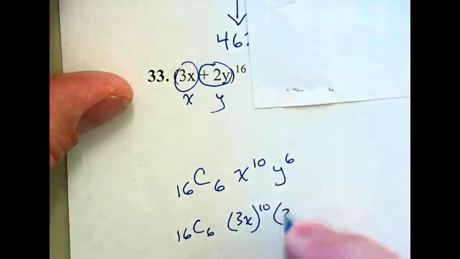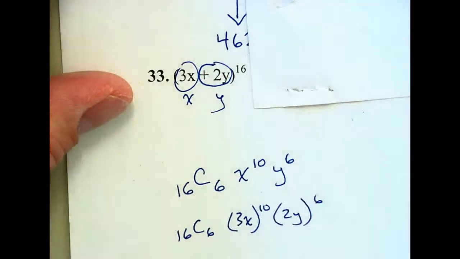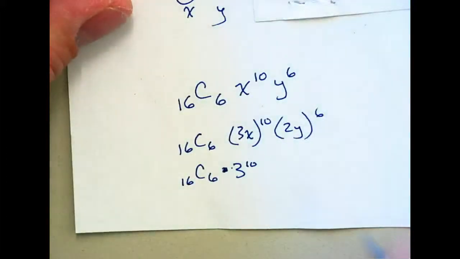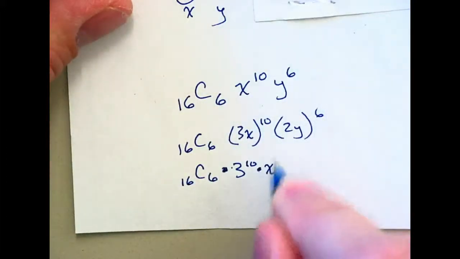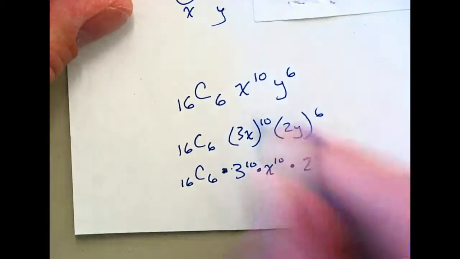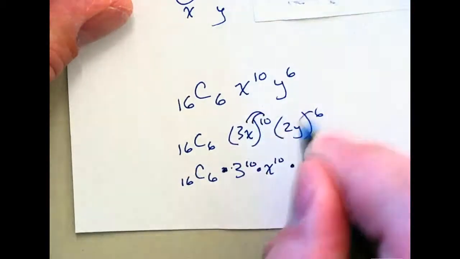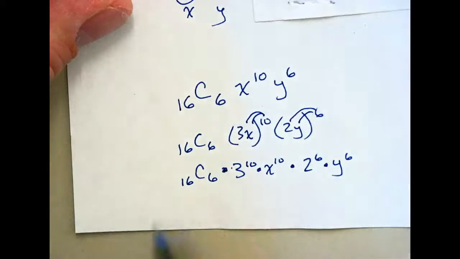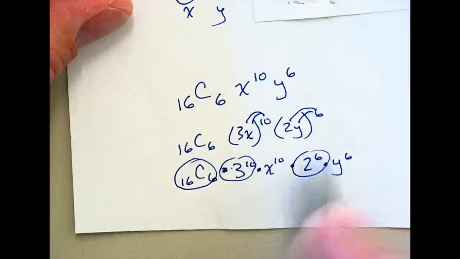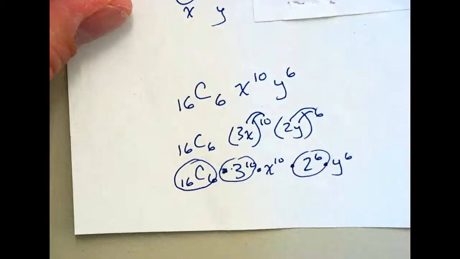So that's 2y to the 6th, which is actually 16 choose 6 times 3 to the 10th times x to the 10th times 2 to the 6th times y to the 6th. So make sure you bring that into both parts. And then really I'm multiplying this by this by this, and then I'll have x to the 10th and y to the 6th on the end.